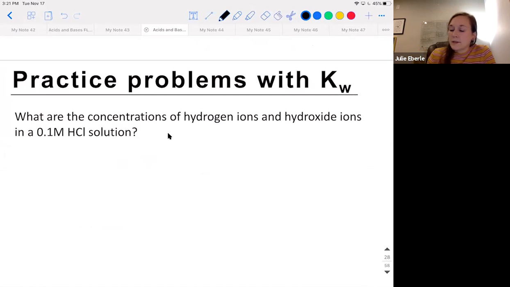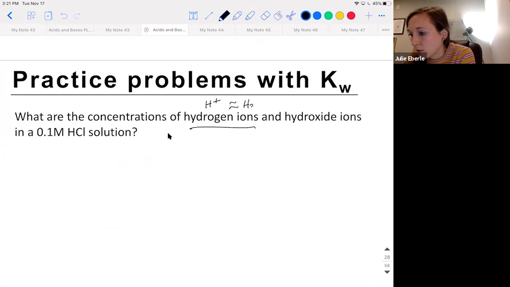All right, let's read this one. What are the concentrations of the hydrogen ions? This is also like saying hydronium, because remember H plus is synonymous with H3O plus, and hydroxide ions, OH minus, in a 0.1 molar solution of HCl. We have a 0.1 molar solution of HCl. So how do we begin to solve this?